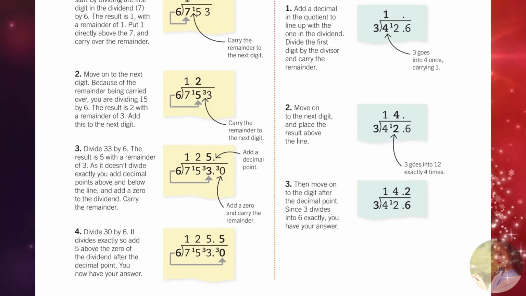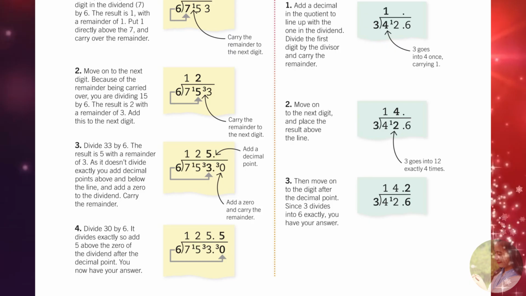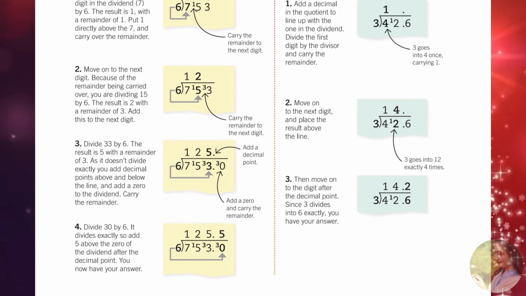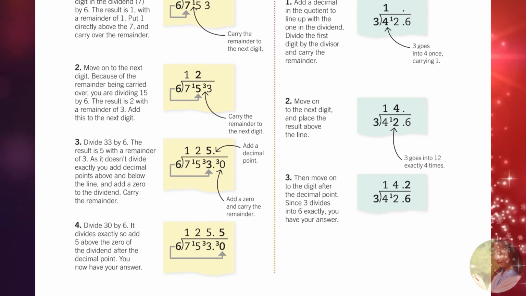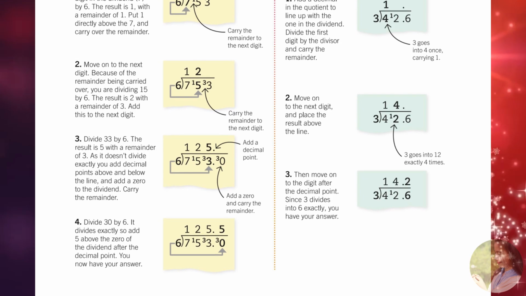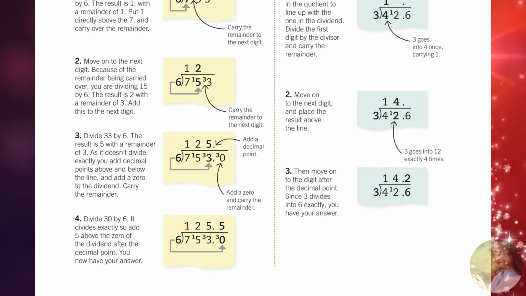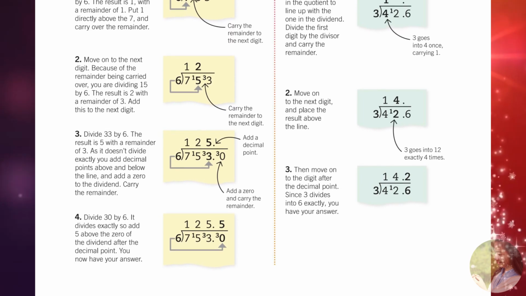3. Divide 33 by 6. The result is 5 with a remainder of 3. As it doesn't divide exactly, you add a decimal point above and below the line and add a 0 to the dividend. Carry the remainder.